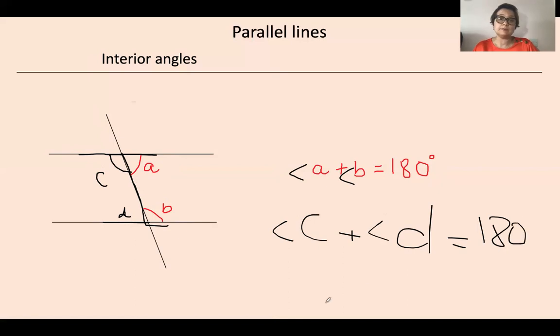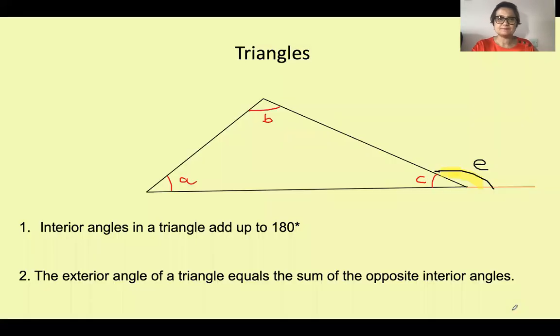And then again, there will be more complex problems where you have to juggle alternate angles or interior angles and angles on 180 degrees to be able to find the solution, right? So this is for now. Next. And then in triangles, interior angles in a triangle add up to 180 degrees, which means angle A plus angle B plus C equals 180 degrees.